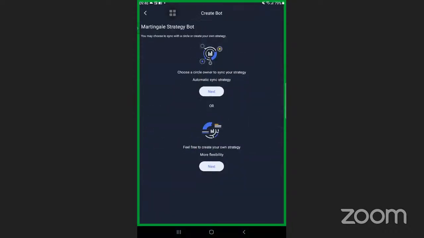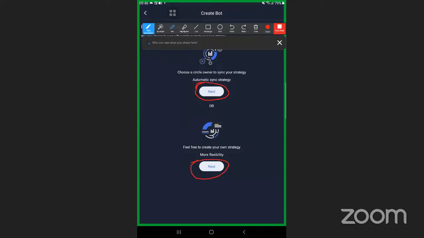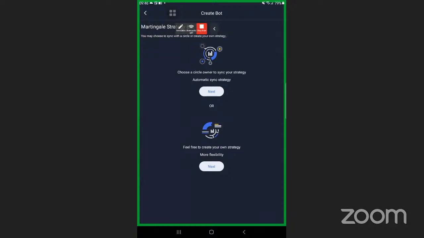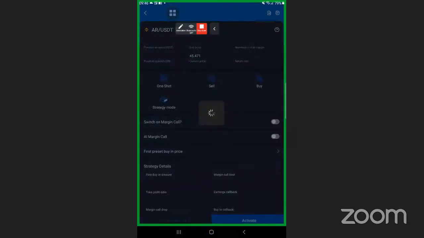Okay, so when you tap here, you are going to land on this page with this next and the other next. You need to focus on the last next, the second one, okay? Because remember, we are free to create our own strategy. This one is an automated one. We want to put in our own settings. That's why we are more flexible to create our own strategy, all right? So we tap on next, this one.